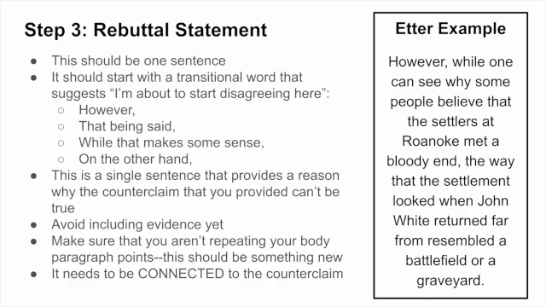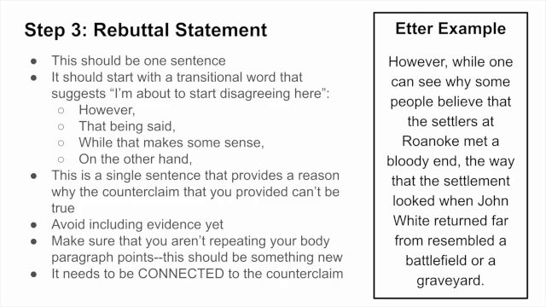And if you look at my example on the right, it says, however, while one can see why some people believe that the settlers at Roanoke met a bloody end. So I'm like, I get why you would believe that, but here's the answer. The way that the settlement looked when John White returned far from resembled a battlefield or a graveyard. So what I'm saying is, yeah, that makes sense that you might have thought they were violent. There was a violent kind of relationship in some ways, but the way that the settlement looked does not connect with that. And so that's my rebuttal statement.